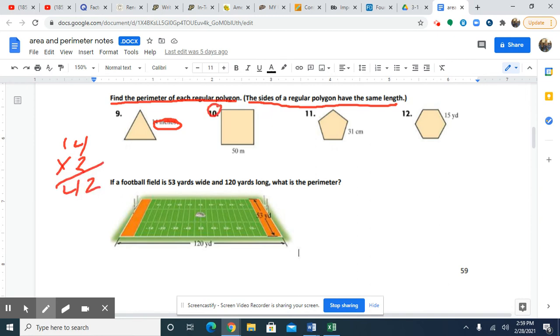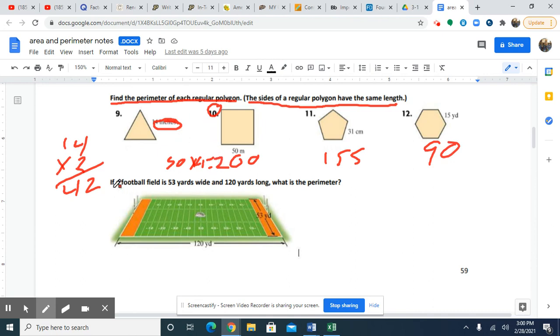Same thing with number 10. That would be a square. So if we have a side of 50, that means that 50 times the amount of sides, which is 4, would give us the total perimeter of 200. So 50 times 4 is 200, which is also the same thing as saying 50 plus 50 plus 50 plus 50. Number 11, that is a pentagon. So we have 5 sides of 31. 31 times 5 is 155. And finally, a hexagon with side of 15. So 15 times 6, which gives us a total of 90.